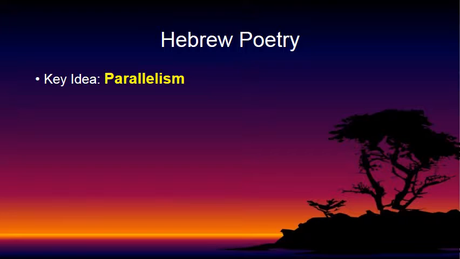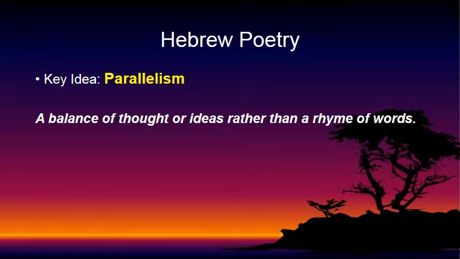So the key idea that we want you to look at is the idea of parallelism. And some of you have heard this idea before, but let me just talk about it briefly. Parallelism in poetry is a balance of thought or ideas rather than a rhyme of words. So we tend to think of poetry as having maybe the same length of lines, or maybe rhyming at the end of each line. That's kind of our view of poetry. But in parallelism, it's not so much balancing the sound of the words, it's the ideas behind them.